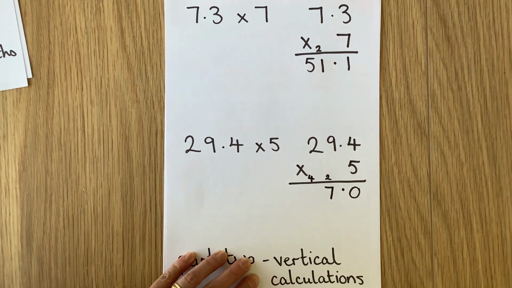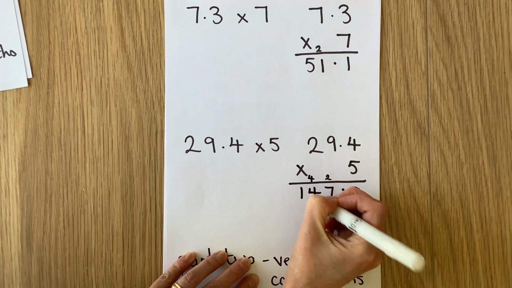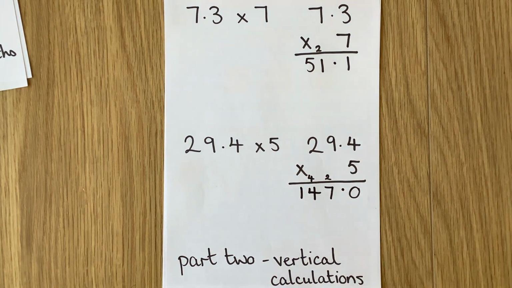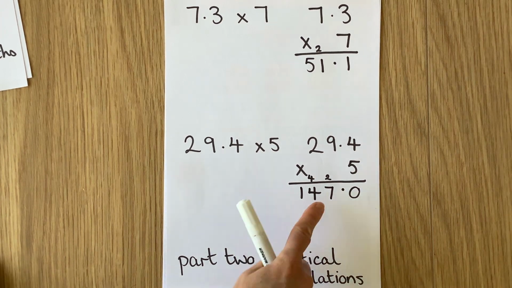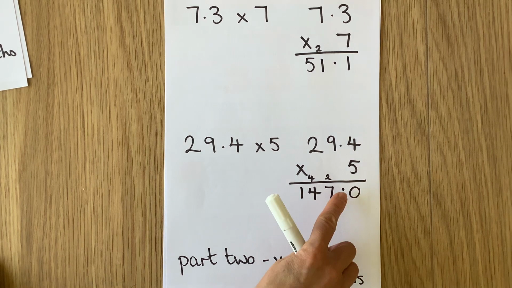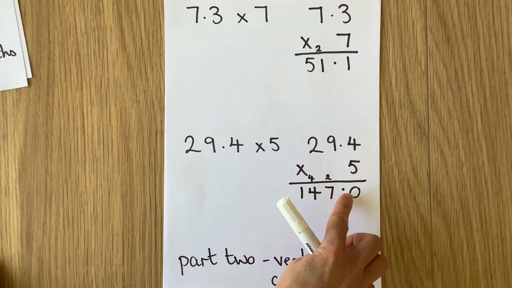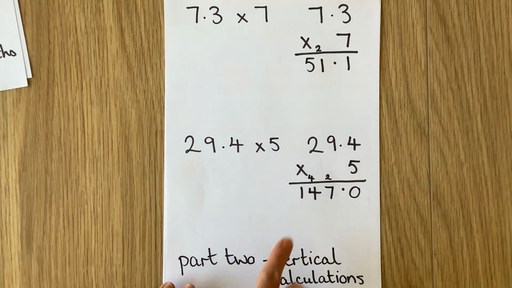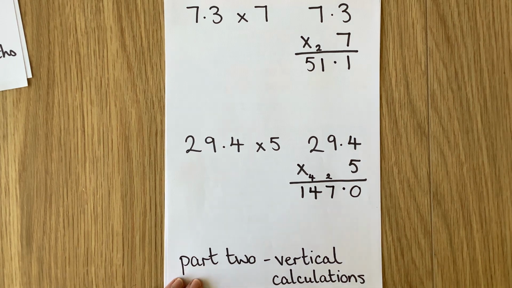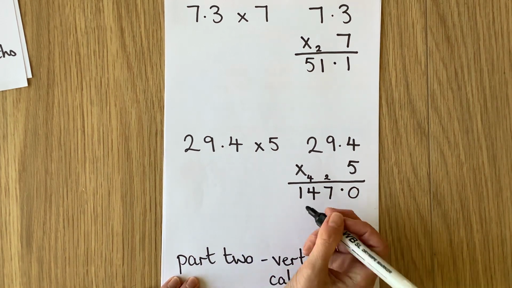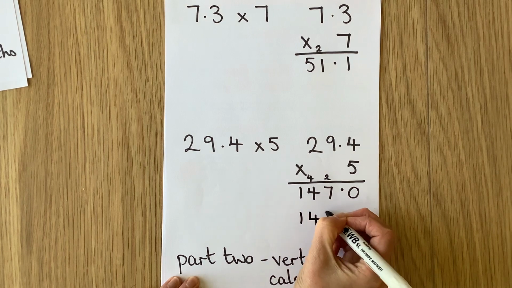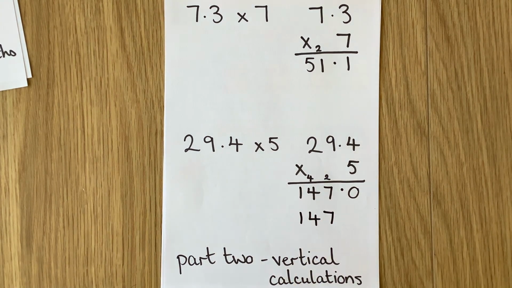5 times 2, yeah, that's 10, and 4 more, 14. So what does the final answer say, P6? 147.0. Now, 147.0 means I've got the full 147 and I don't have anything else after it. When I call out that answer, I could say 147.0, but it would also be okay just to say that answer as 147. I could stop at that point.